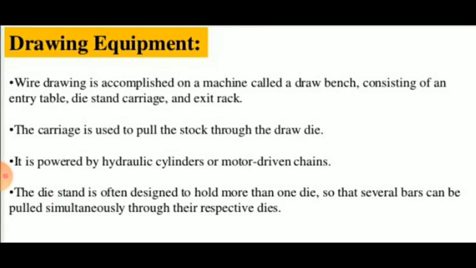So this is the drawing equipment. Wire drawing is accomplished on a machine called a draw bench consisting of an entry table, die stand, carriage and exit rack. The carriage is used to pull the stock through the draw die. It is powered by a hydraulic cylinder or motor driven chains.